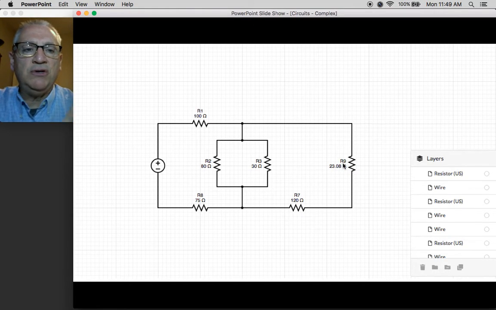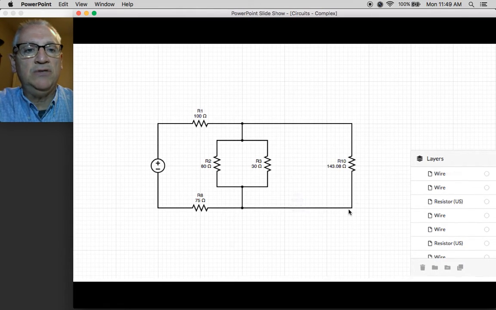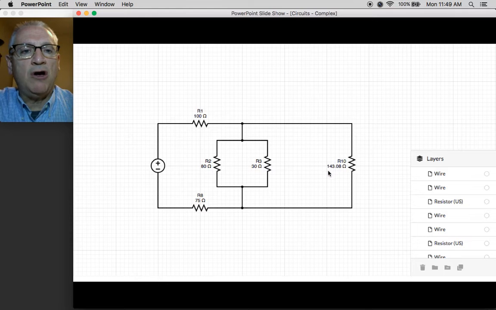And that's so that you can keep track of all the pieces. R9 does not exist in the original formula. R9 is a piece that we have calculated for this. Now, if you take a look, these two are now in series. So I can actually take those and put those together and get R10, which gives me 143.08 ohms.